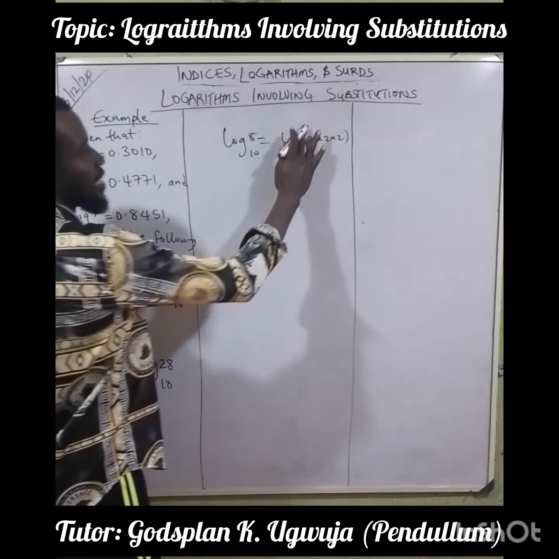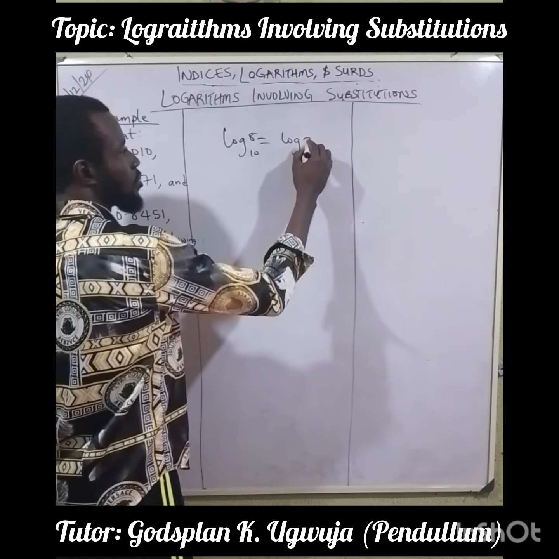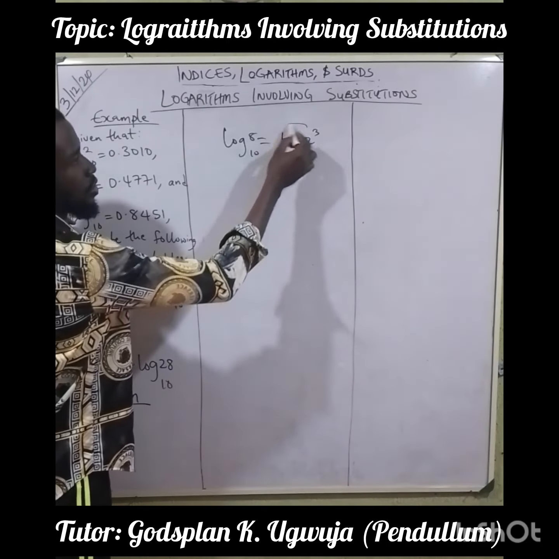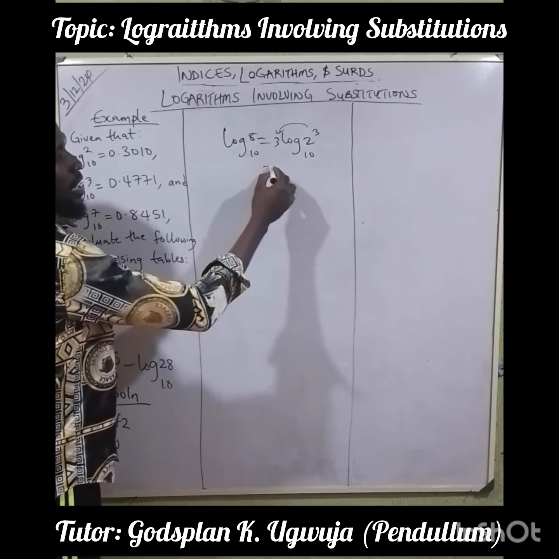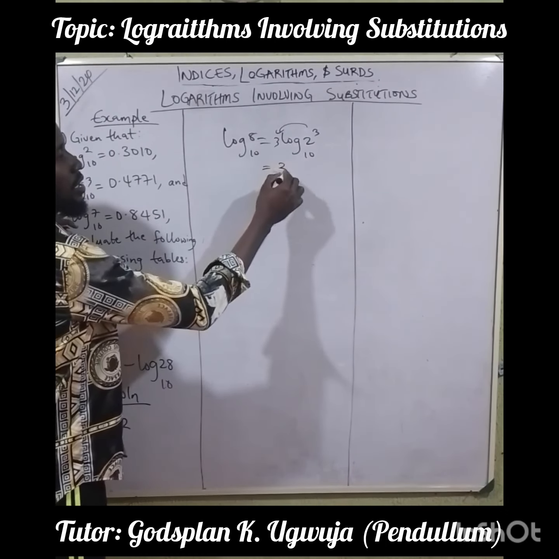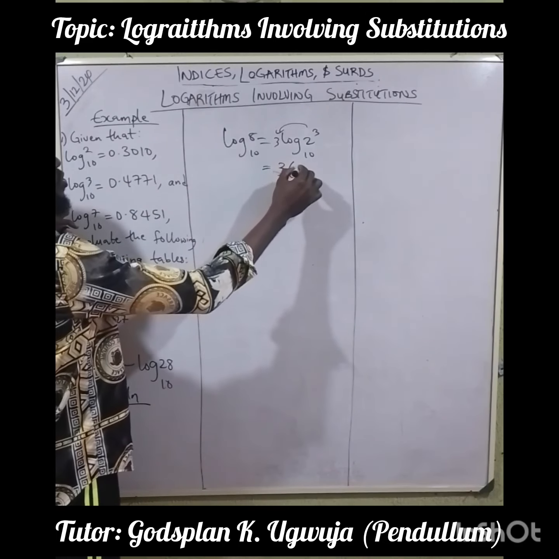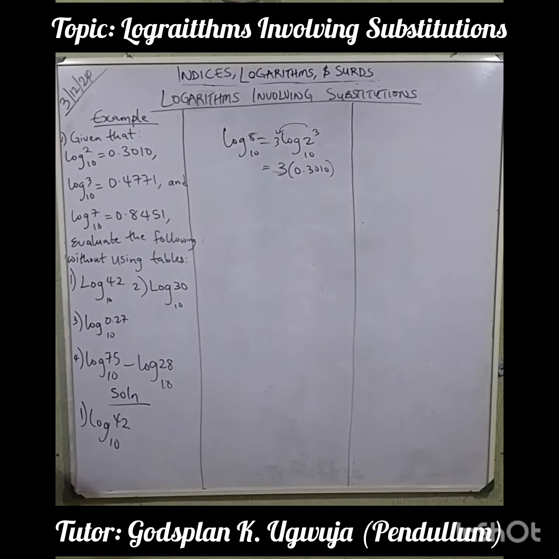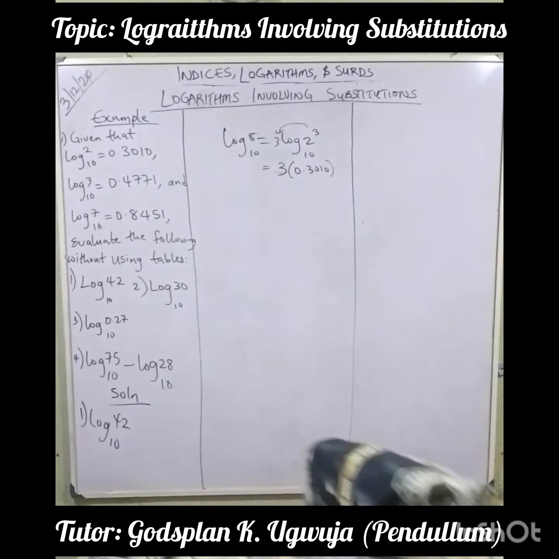Or you can write this like this: 2 raised to the power 3. That's 2 times 2 times 2. Then, of course, you bring the 3 back here, and you now have 3 times log 2. You now substitute the value of log 2, 0.3010.